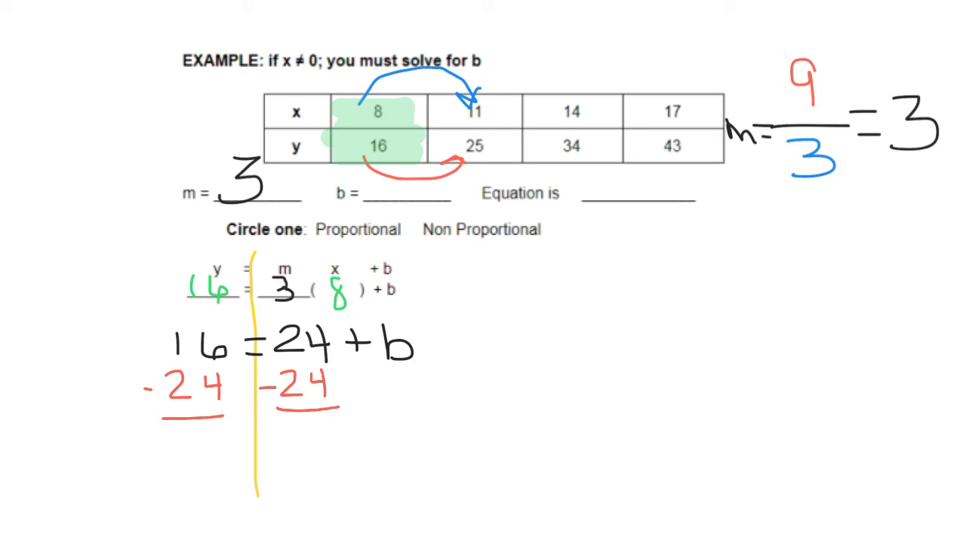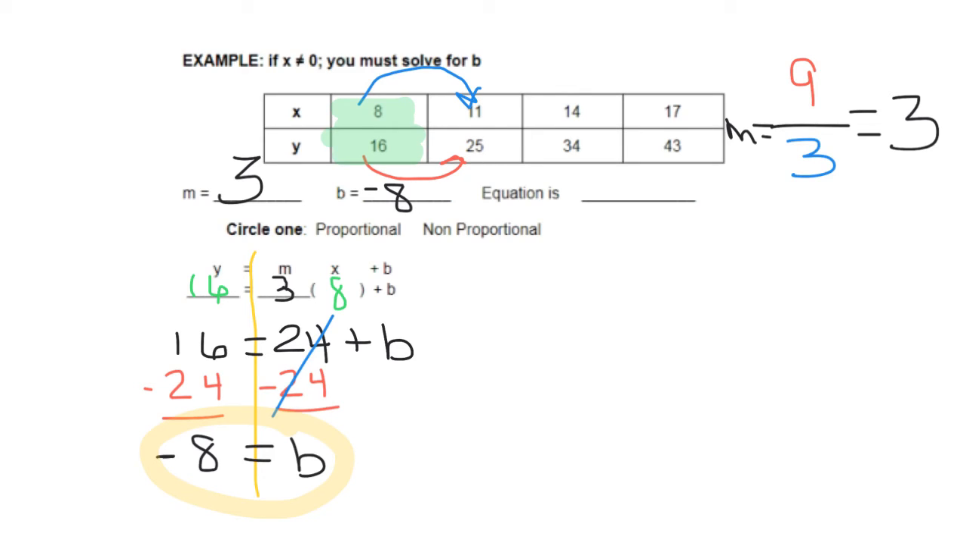So 16 plus negative 24, that'll give you negative 8. These are opposites, so they cancel each other out. Now you have your b. And ta-da! You have figured out the value of b. So you want to put negative 8 in here.